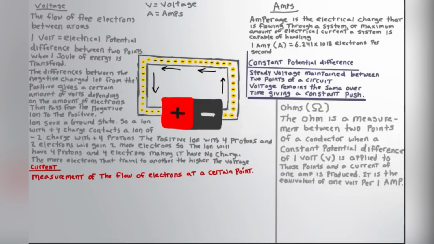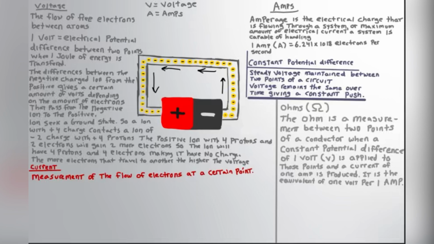So an ion with a +4 charge contacts an ion with a -2 charge with 4 protons. The positive ion with 4 protons and 2 electrons will give up 2 more electrons. So the ion will have 4 protons and 4 electrons, which neutralizes the atom, making it a neutral atom of no charge. And it's the exchanging of these electrons that creates the current or electricity.